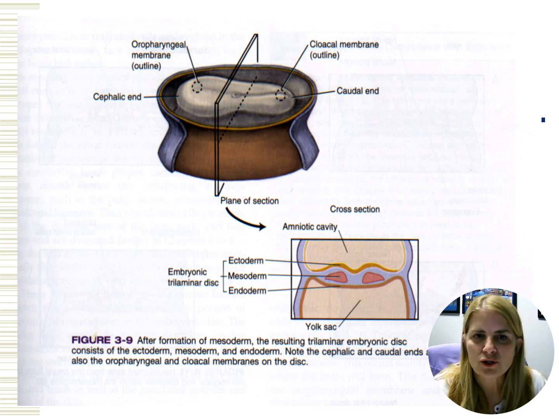It starts to take on a little bit of a flip-flop shape where we've got a cephalic end or a head end and then a caudal end or a tail end. The oropharyngeal membrane is near the cephalic end, and the cloacal membrane, that would be to the anus on the other end, is on the caudal end.